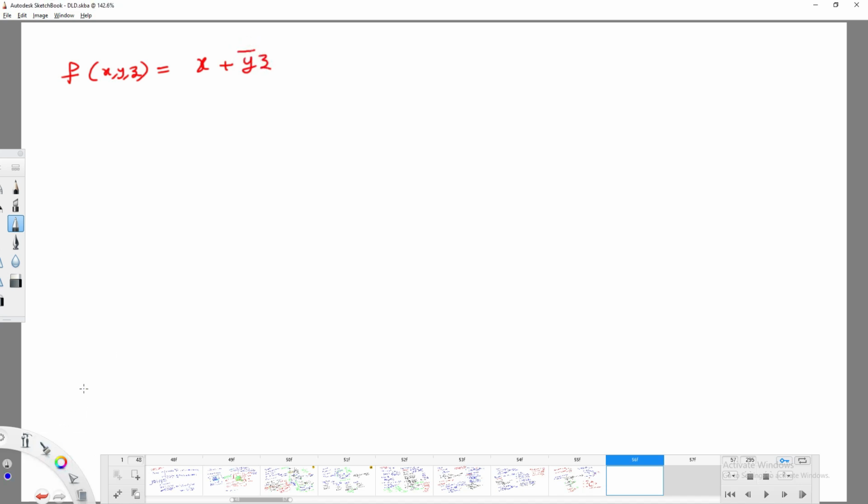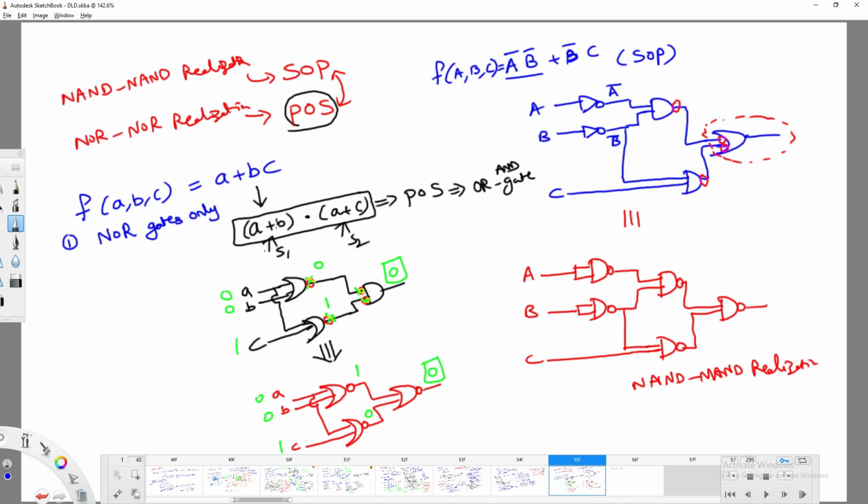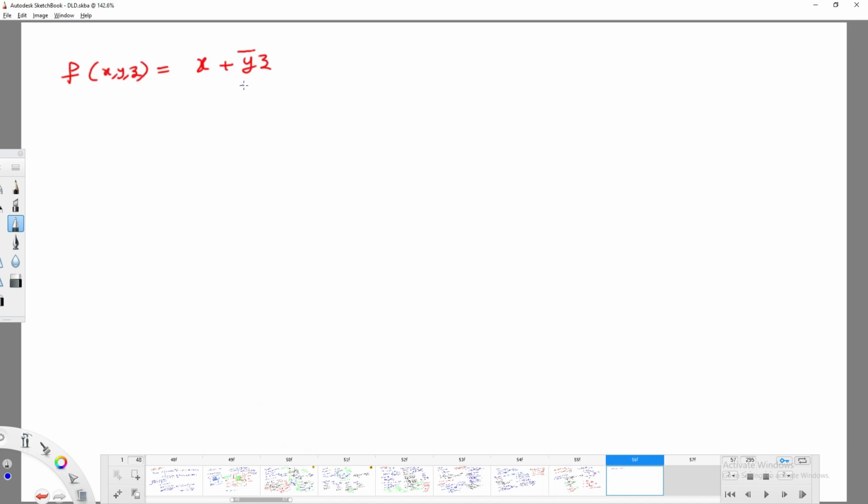Guys, try to observe in which way it is easy for us. Can we do it with NOR-NOR realization, or can we do it with NAND-NAND realization? I think it is the same example I have taken here, but in the form of complements. So you can convert it into product of sums. If you convert into product of sums, you get x plus y complement into x plus z complement, right? As this is the product of sums, it is easy for us to construct a NOR-NOR realization.